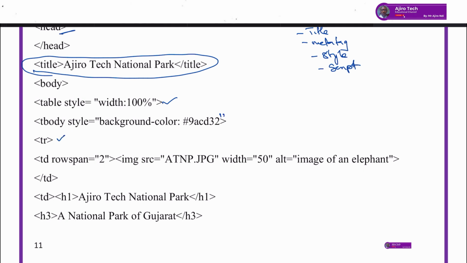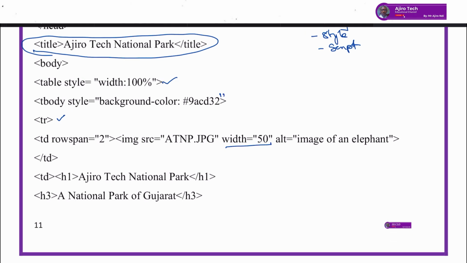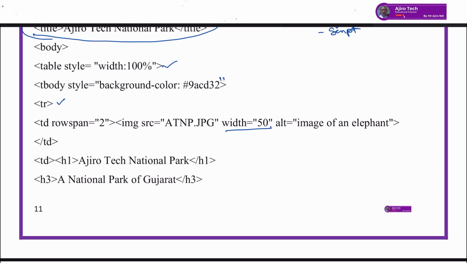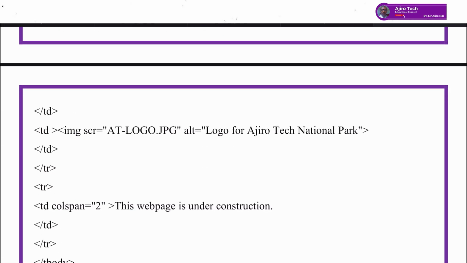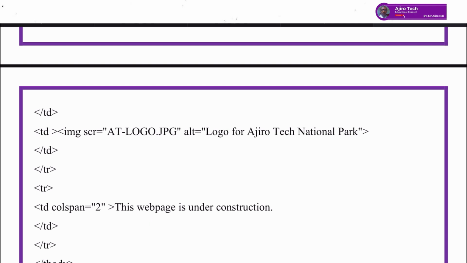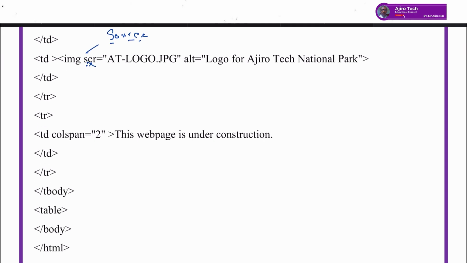Your table row span, HTML width, image of an elephant, H1, a national park. Okay, so the source here again is this. This is the spelling of source. So SRC. So this is wrong. Okay, so this is the closing of the table of this TD.